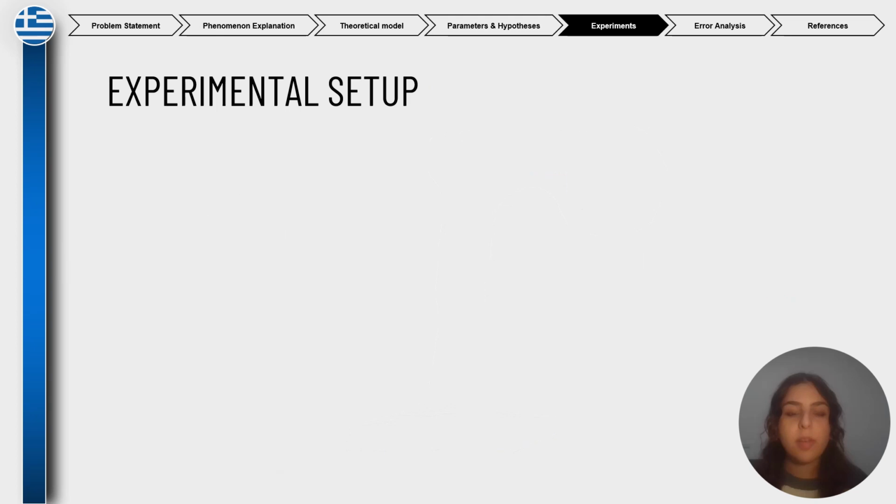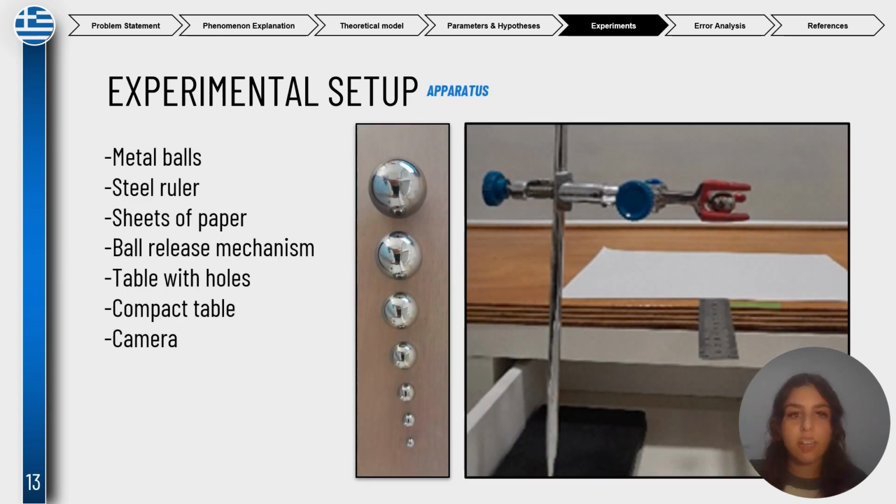This is an apparatus of the materials that we used. You can see here the balls that we used, of course, the mechanism that I showed you earlier, the ruler, the paper, and the other things that we used in order to capture the experiment and make the videos using Tracker.